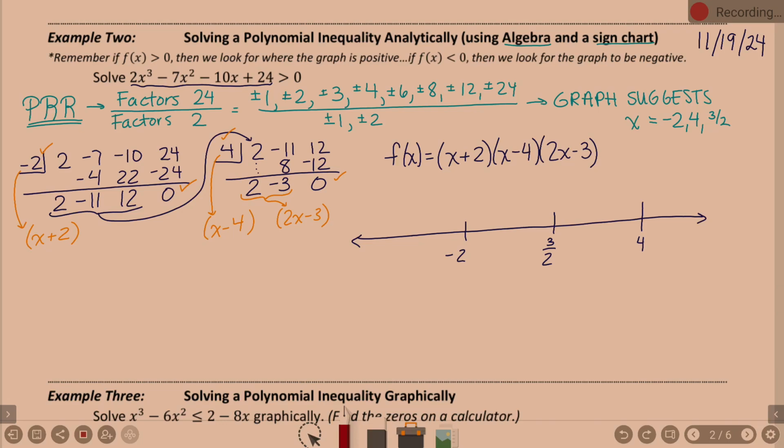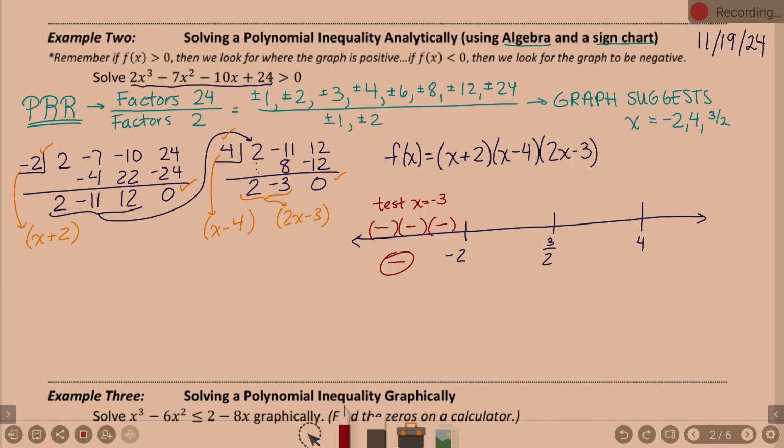A number left of negative 2. We can test with x equals negative 3. So, negative 3 plus 2 results in a negative. Negative 3 minus 4 is a negative. 2 times negative 3 minus 3 is a negative. What do you get when you multiply 3 negatives? A negative.